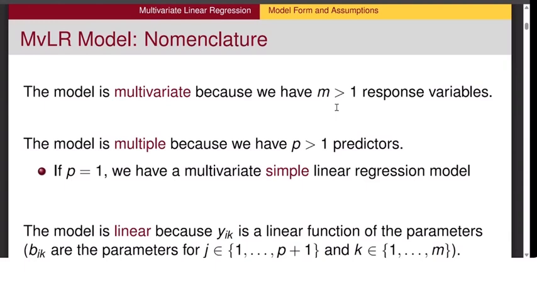We can also have a situation where the number of response variables is more than 1 and you have one explanatory variable. That will be multivariate simple linear regression. But where the number of response variables is more than 1 and the number of explanatory variables is also more than 1, then you have multivariate multiple linear regression.